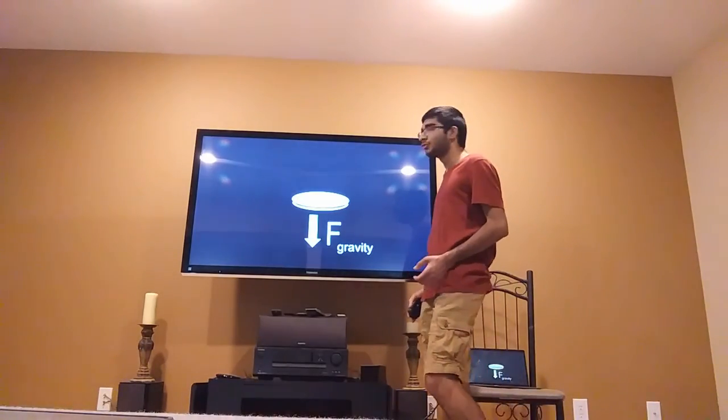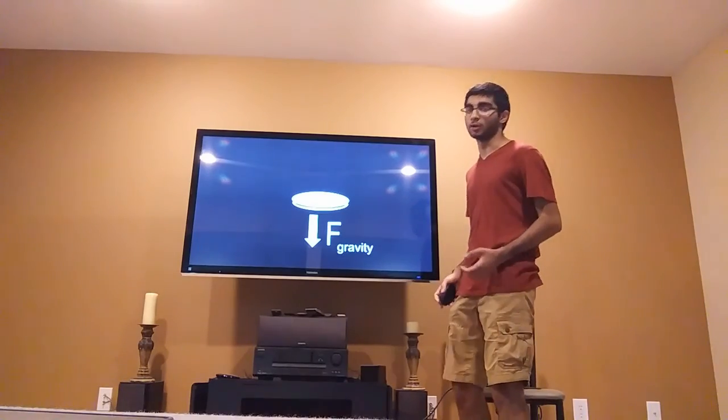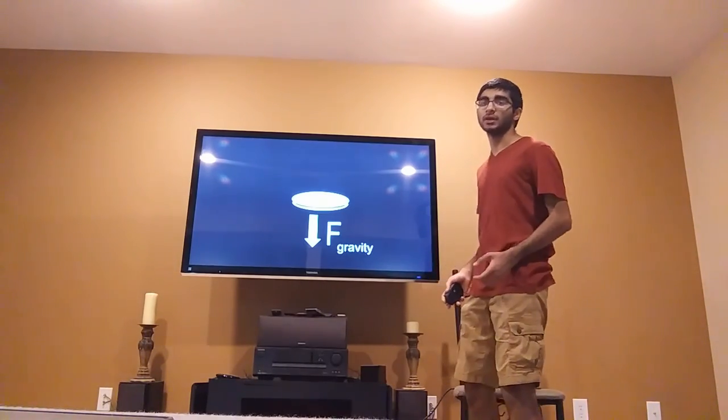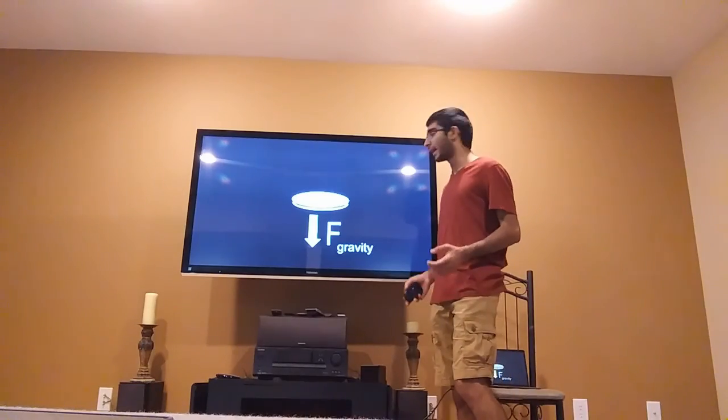Finally, gravity is the force that pushes the frisbee down to the earth. Because of the force of gravity, the frisbee eventually hits the ground at the end of its flight.